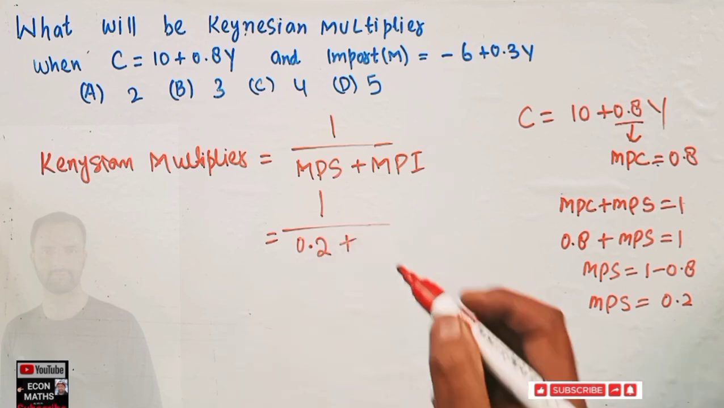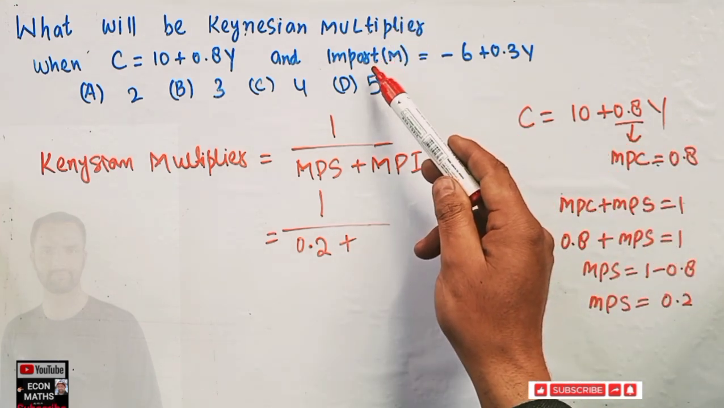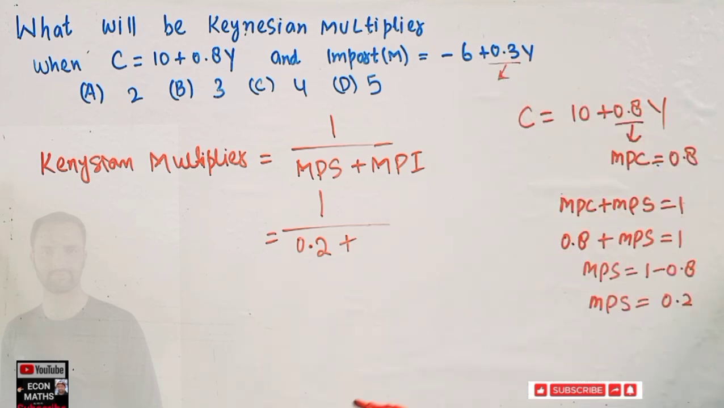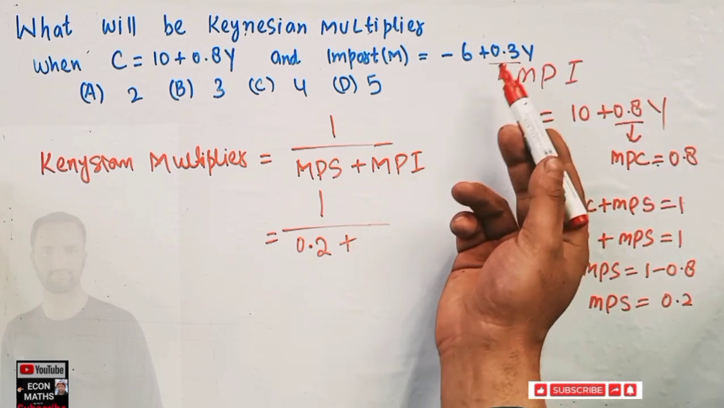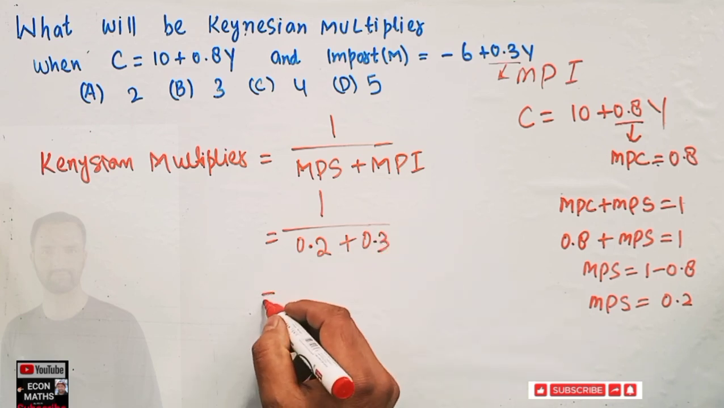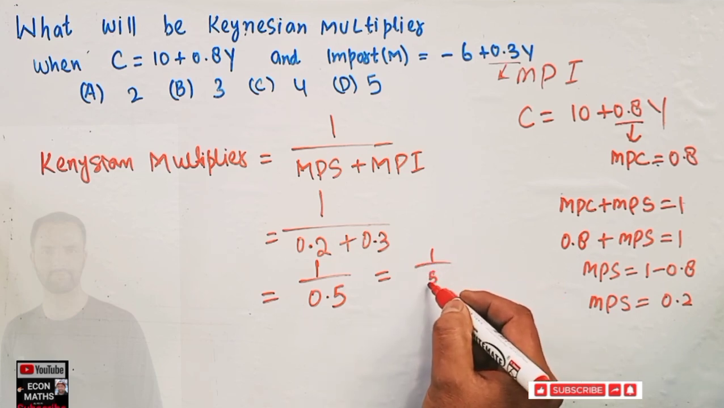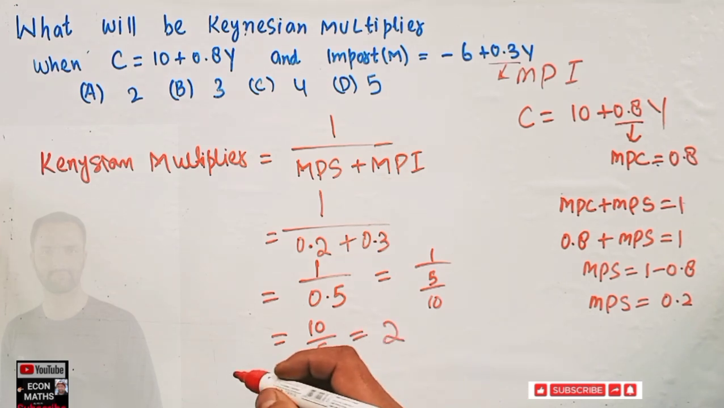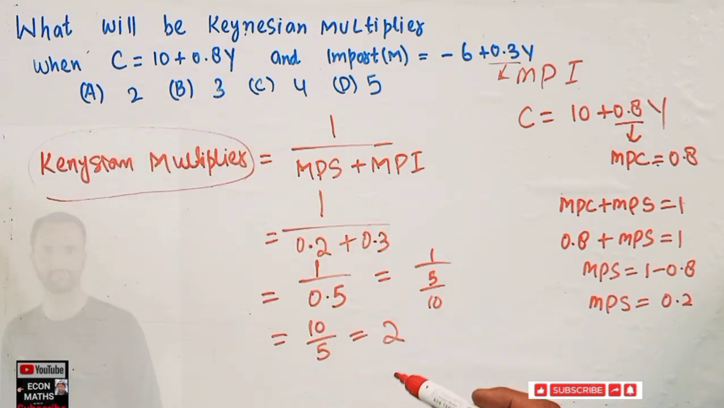And what is our marginal propensity to import? In this equation, import is a positive function of income, and this coefficient denotes our marginal propensity to import. That means this is our MPI. So in place of MPI I can write 0.3. This comes out to be 1 upon 0.5, and when we write it as 5 upon 10, reciprocating, this becomes 10 upon 5, so this comes out to be 2. So the correct option should be 2. Our Keynesian multiplier will be equal to 2 when we have the given consumption function and import function.